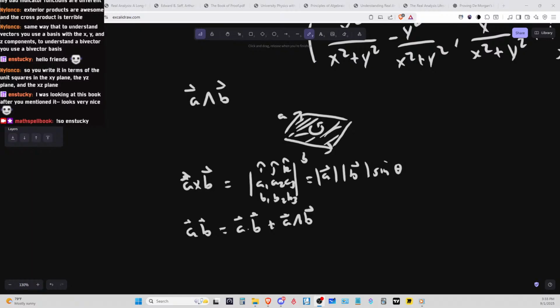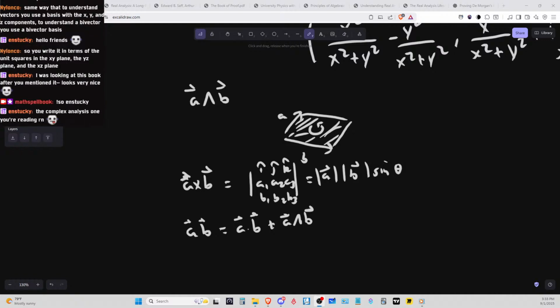In the same way that to understand vectors, you use the basis with x and y components, to understand a bivector, you use the bivector basis. Yeah, I got confused when it came to bivectors. So you write it in terms of the unit square in the xy plane and the yz plane and the xz plane.